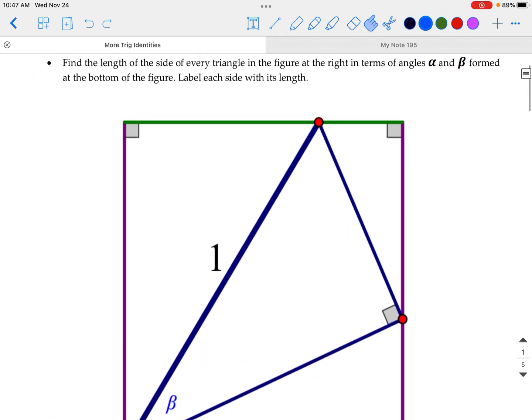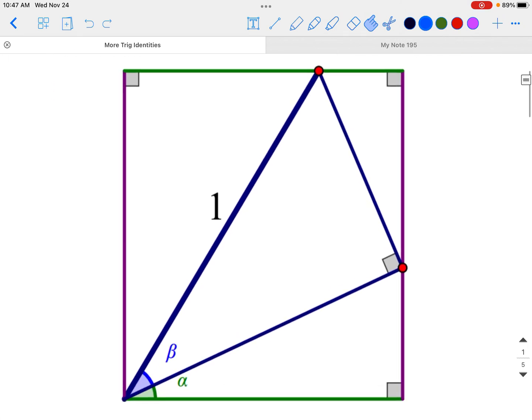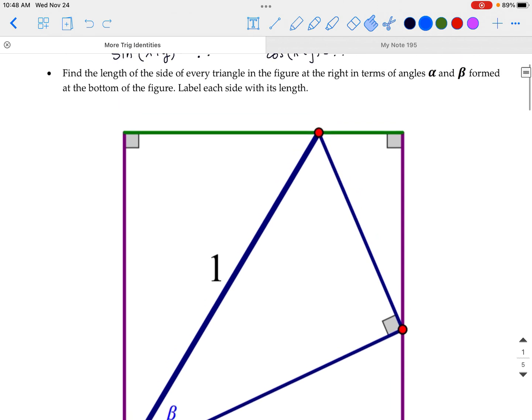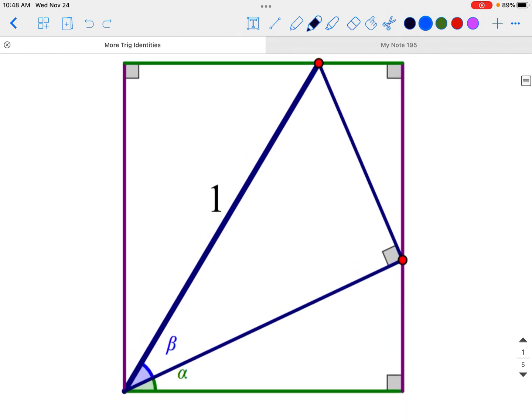So to derive our identities, we're going to look at this rectangle. So we've got a rectangle drawn here, and we don't know the side lengths of the rectangle. That's going to be kind of our goal, is to figure out what the side lengths are. But we do have a couple of pieces of information. The first is the hypotenuse of this triangle inscribed inside is equal to 1. And then we've got two angles, beta and alpha. And so we're going to want to rewrite everything in terms of beta and alpha. So let's kind of look around and see what we can find here.